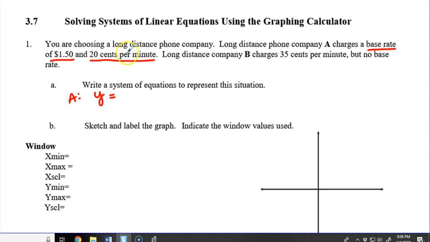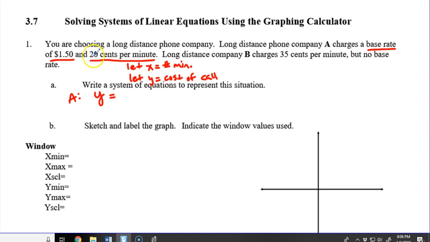So per means every minute, right? So that means it has to do with the x. So let's define: let x equal the number of minutes, and let y equal cost of call. Okay, so we always want to identify these factors. So $1.50 just can happen once, 20 cents every minute.